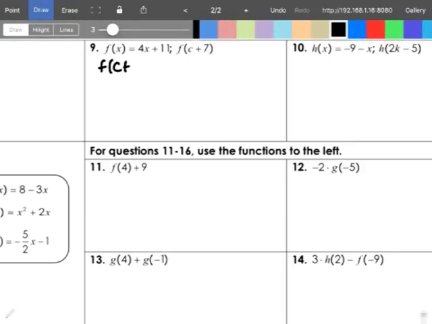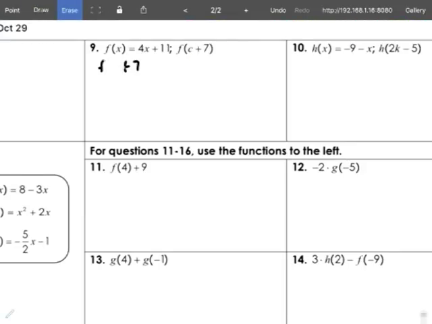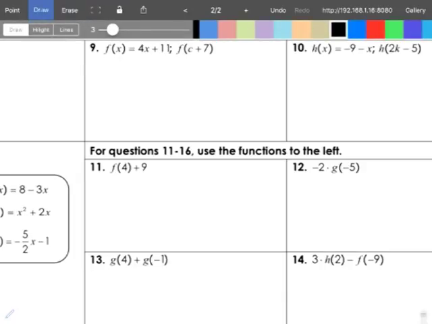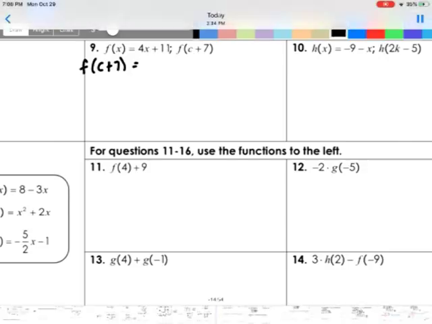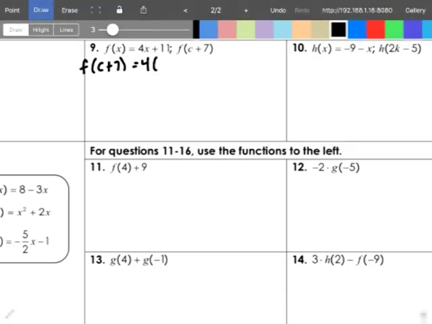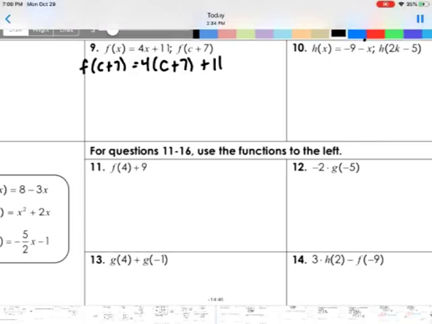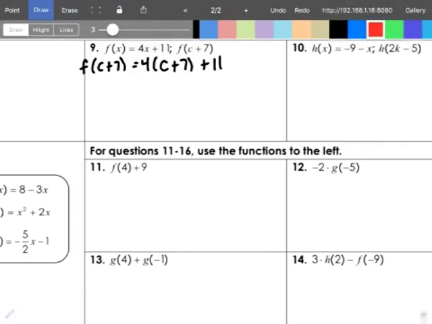Actually, let me move this over just a little bit so you can see. Okay, f of c plus 7 equals. Now I see an x here, so I'm going to plug in c plus 7 where I see that x next to the 4. So 4 times c plus 7, and then I'm going to bring that plus 11 down. So all I did was substitute c plus 7 in for x.